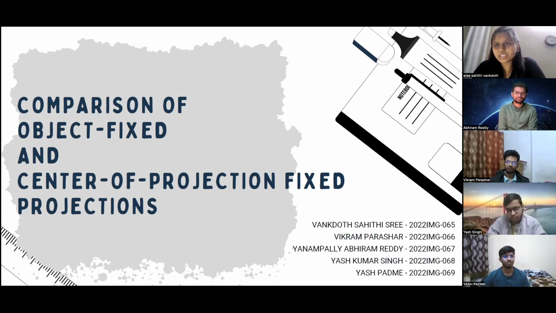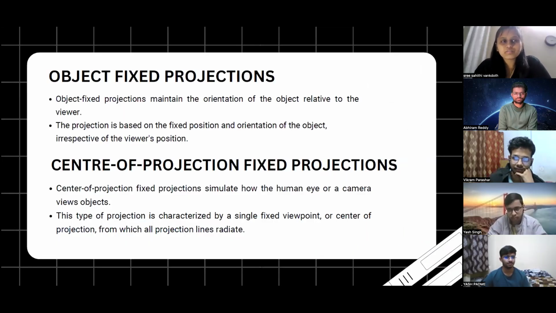Understanding both these projections can help us compare them and use them in applications. Projections play a vital role in how we interpret visual data. In this presentation, we will discuss these projections and give a comparative analysis followed by an example at the end. So, what is object fixed projection? Object fixed projection maintains the orientation of the object relative to the viewer, whereas center of projection fixed projection is characterized by a single fixed viewpoint from which all projection lines radiate.